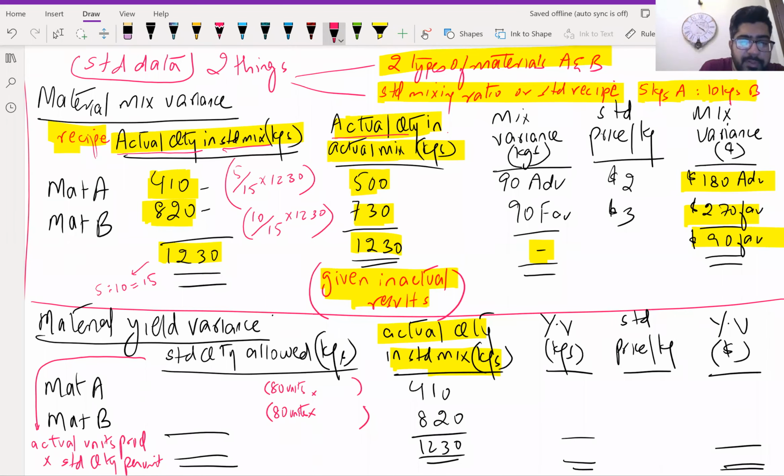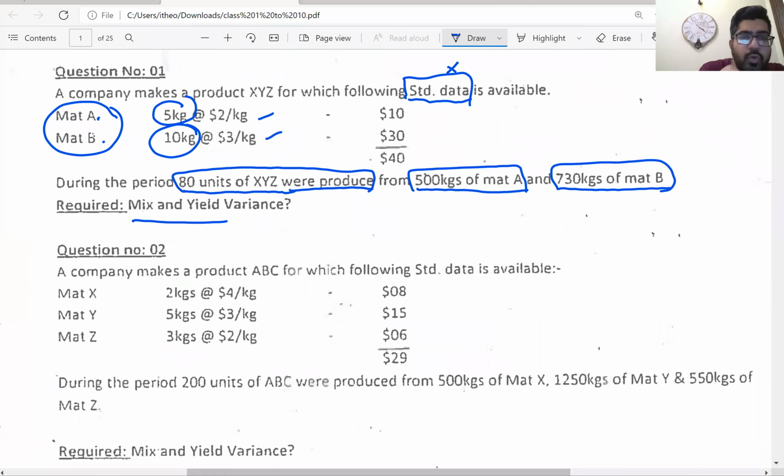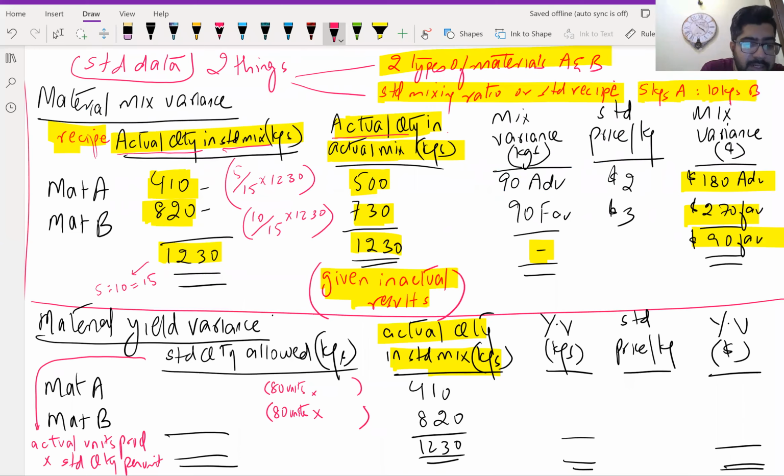Multiplied by standard quantity per unit. So standard quantity per unit will come from standard. Go in standard. What is the standard quantity per unit? 5 kg and 10 kg. 2 and 3 are the dollars, standard price per kg. Standard quantity per unit, not the price. So it's 5 kgs, 10 kgs. Multiply by actual units produced. So it's 5 kgs into 80 units, 400 and 800.